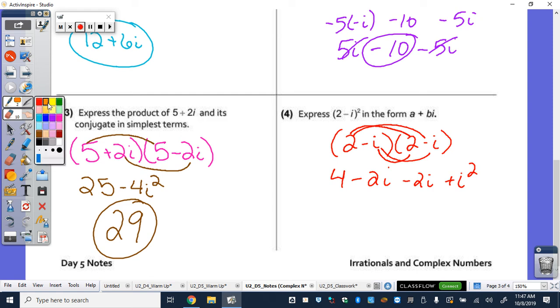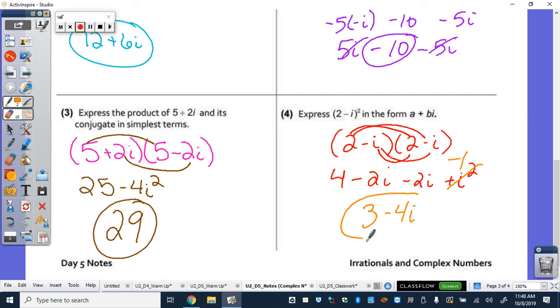So again, i squared is really negative 1. So 4 minus my 1 makes that a 3. Negative 2i minus 2i would be negative 4i. So 3 minus 4i.